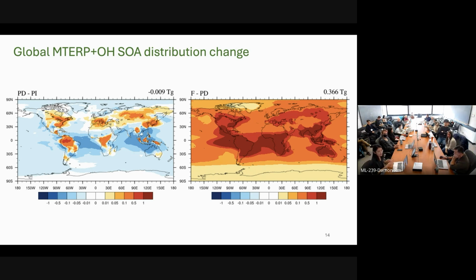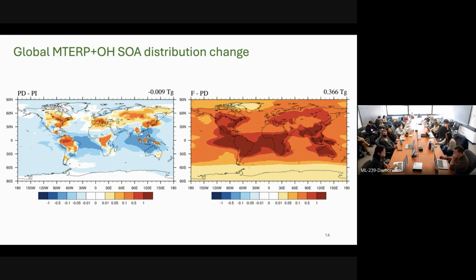On the left-hand side, from pre-industrial to the present day, we see an increase over monoterpene source regions and a decrease over relatively remote regions. That's probably where the NO emission plays a role. And from present day to the future on the right, we see an increase all over the globe. This is because the monoterpene increase is too significant in the future compared with present.